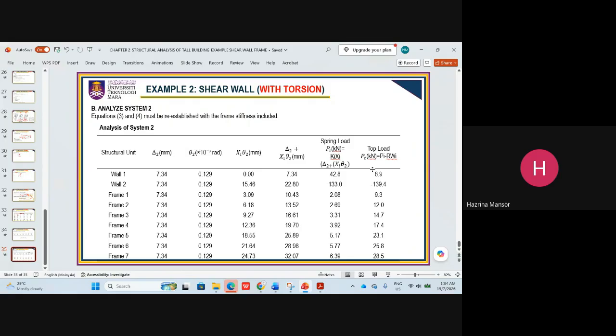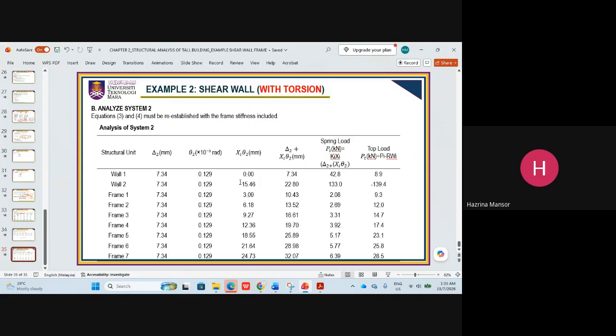So if you can see, in terms of the calculations, the shear wall with torsion is much more straightforward, because if it comes out in the exams, all the equations are given in terms of the stiffness. So it's quite straightforward. Okay, I think that's all. If you have any questions, please let me know.